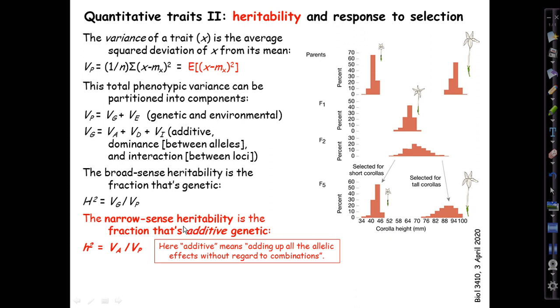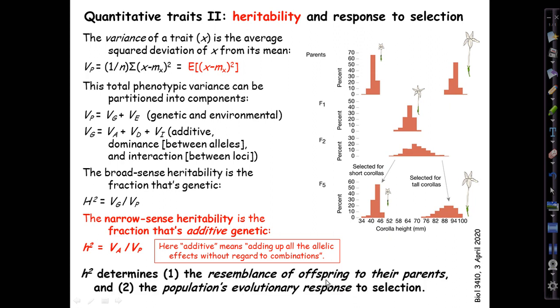The narrow sense heritability is the one we care about for these purposes. It's the fraction that's additive genetic, hence little h squared is equal to V sub a, the additive component of the genetic variance, divided by the total. And remember, it's called additive because in this context, additive means adding up all the allelic effects over all the loci that affect the trait without regard to the combinations in which they occur. So that's the sense in which it's additive.